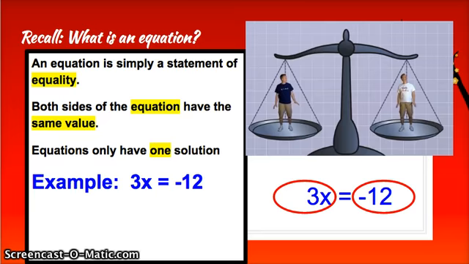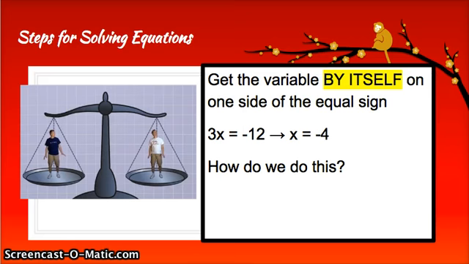Other than doing this in your head, the best way to do this is to use the idea of inverse and balance to manipulate equations and get the variable by itself on one side of the equal sign. So if you look at our example, to get x by itself, it would look like this. The lesson we're going to do today is all about how we go from this kind of equation to this kind of equation, where we can find the value of x.